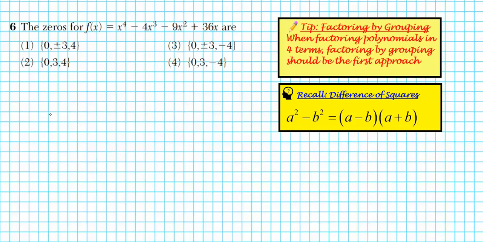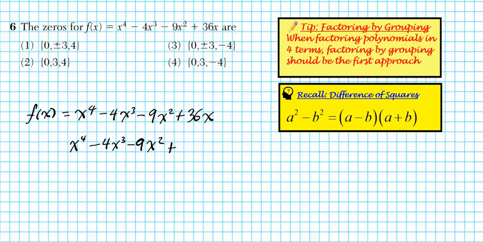Now we have the following polynomial, x to the fourth minus 4x to the third minus 9x squared plus 36x. Whenever you're asked to find the zeros of a polynomial, you set it equal to 0. What you're looking for are the x-intercepts. So we're going to solve by factoring as indicated earlier.